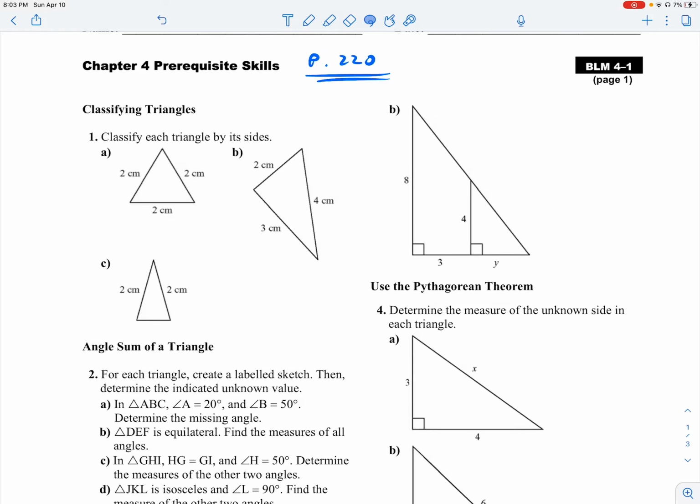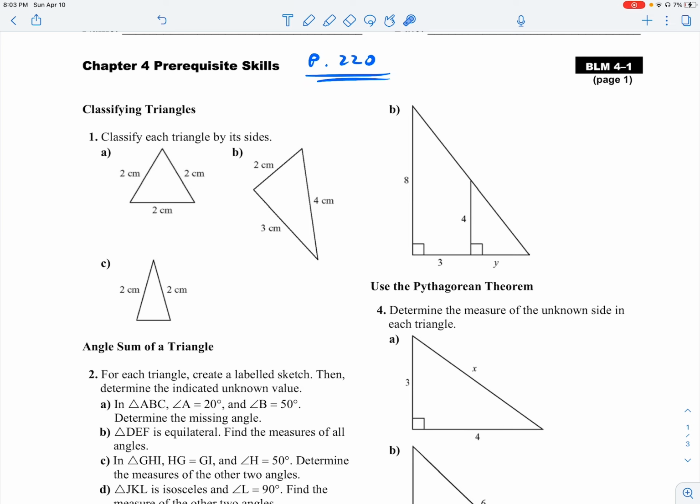Hi, welcome to our second video for Chapter 4. This is just a video on the prerequisite skills for Chapter 4 for trigonometry. In this video, I'm just doing practice questions. These are very similar to the questions on page 220 in the textbook.